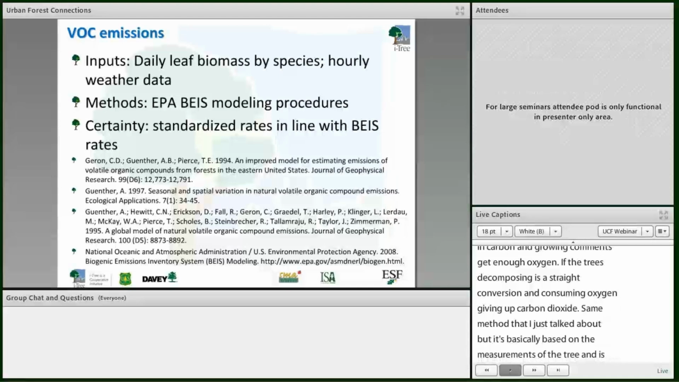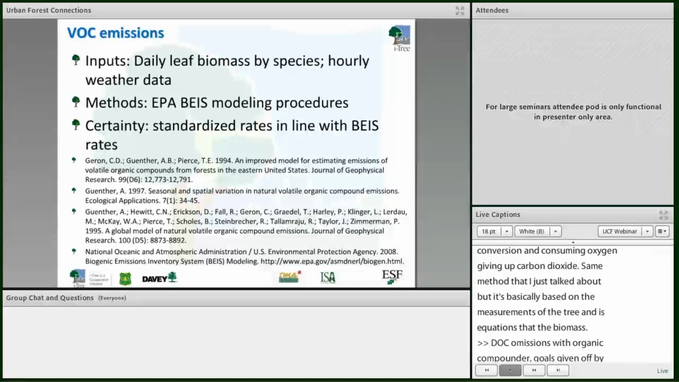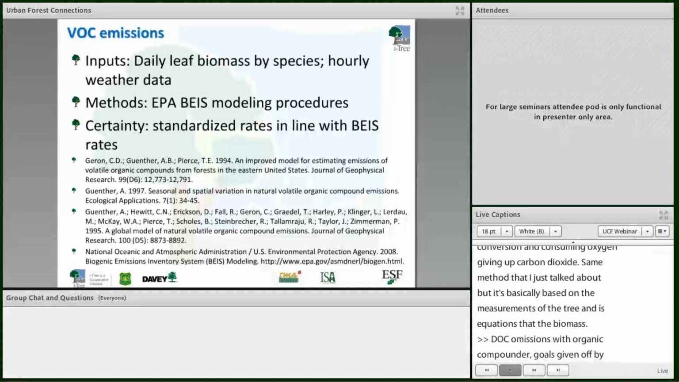VOC emissions, that's volatile organic compound emissions. They're chemicals given off by plants, and they vary by species, that lead to ozone formation, depending on weather conditions. So what we use here is your daily leaf biomass. So the leaves in the model change daily based on length of growing season. So mid-season, all the trees are in leaf, and winter season only the evergreen trees are in leaf. And we do that daily.